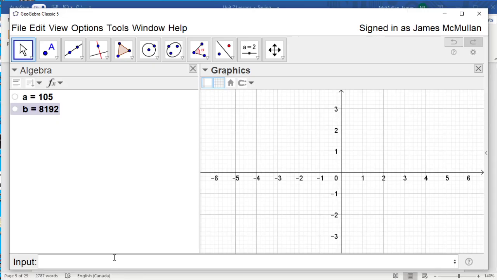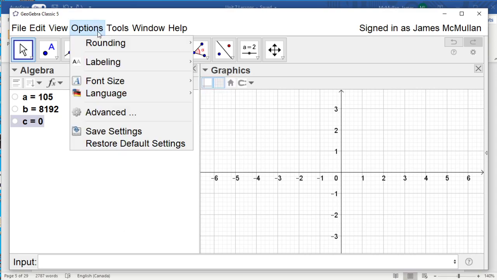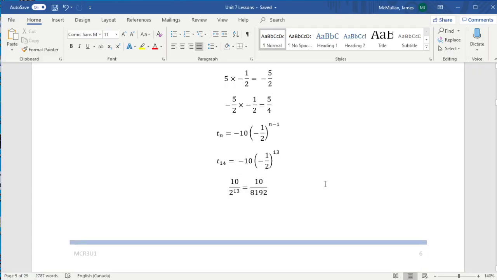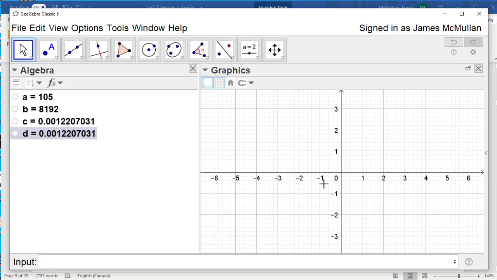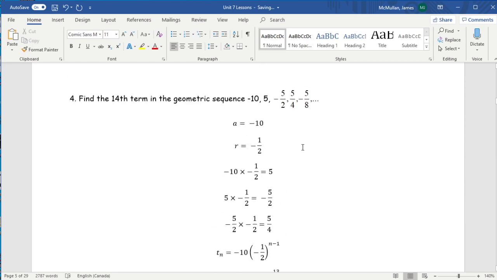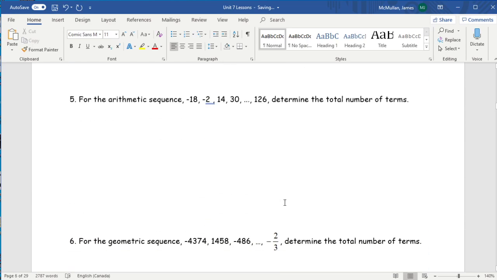Now again, we could just do this the other way. We could go negative 10 times negative 0.5 to the power of 13, to get more decimal places. And then we go 10 over 8,192, which should be the same number. Okay, so that's that, or something like that is also fine. You can leave it as a decimal unless it says otherwise.